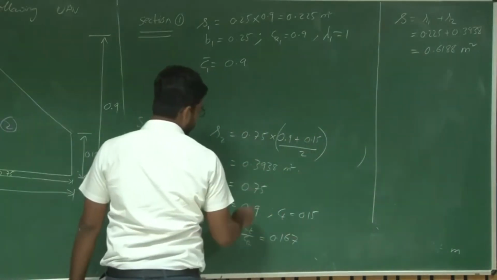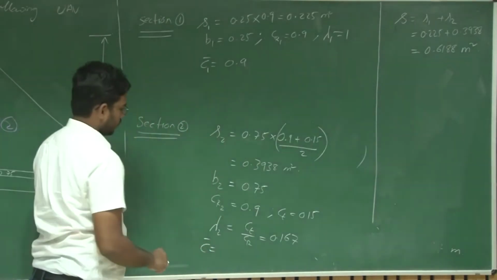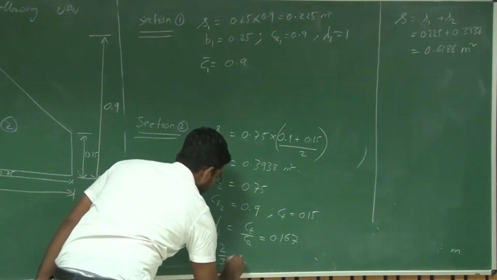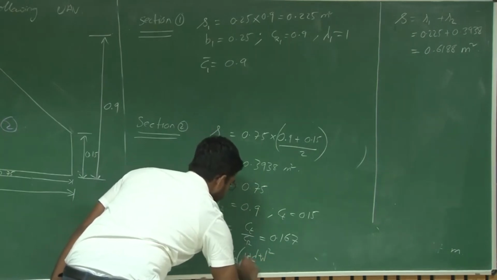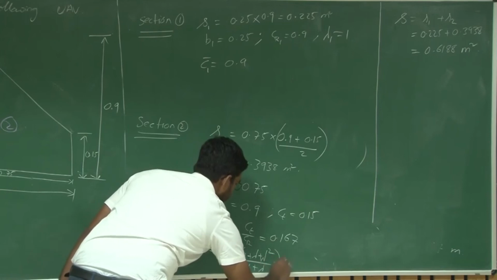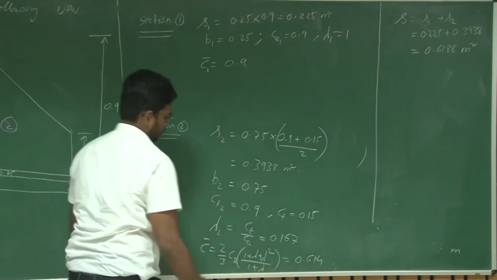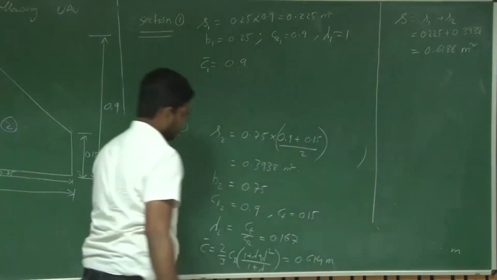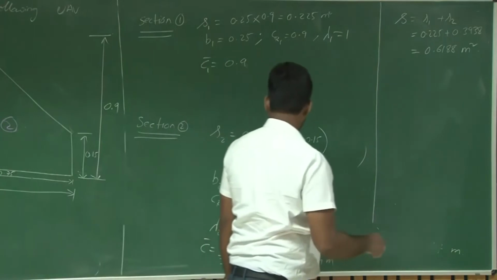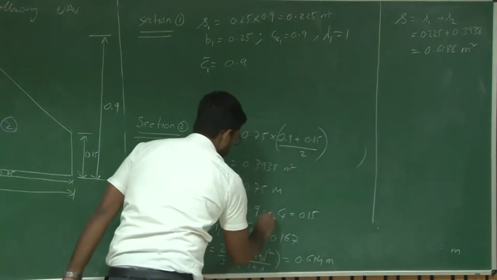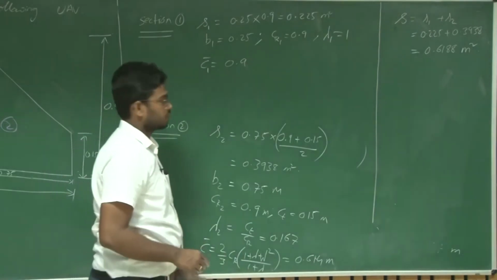C bar for this section 2? C bar is equal to 2/3 CR into 1 plus lambda square divided by 1 plus lambda, which is equal to 0.614 meters, right? So all dimensions are in meters here, all the lengths are in meters.